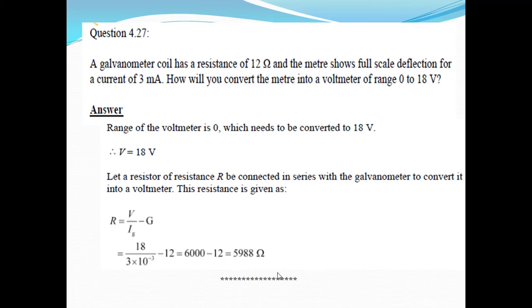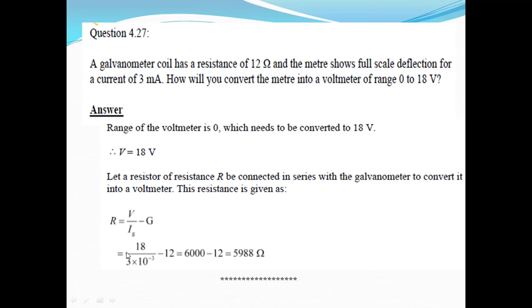Next question. A galvanometer coil has a resistance of 12 ohm and the meter shows full scale deflection for a current of 3 milliampere. How will you convert the meter into a voltmeter of range 0 to 18 volts? So a galvanometer coil, you are going to convert a galvanometer into a voltmeter. And as you know, the theory, to convert a galvanometer into a voltmeter, you need to connect a high resistance in series with the galvanometer. So we are going to find out what is the high resistance needed.